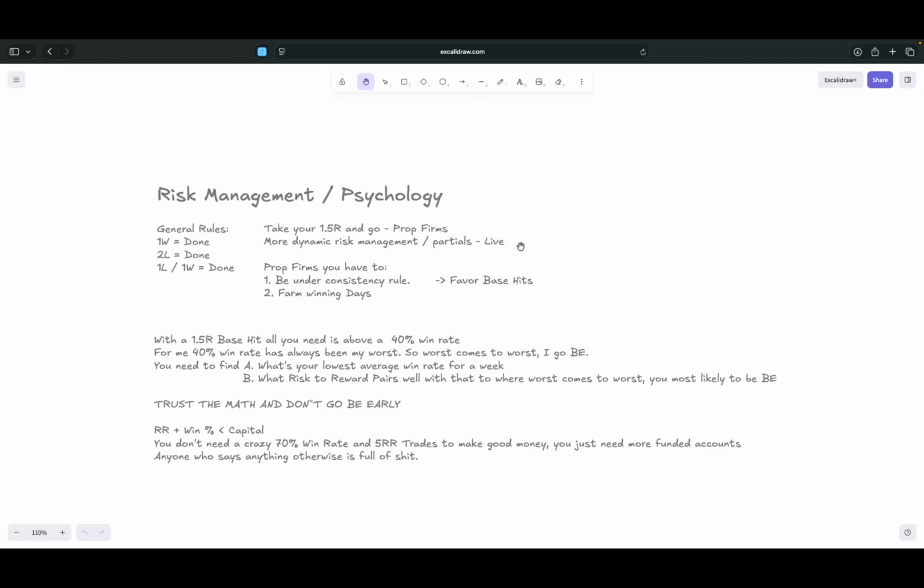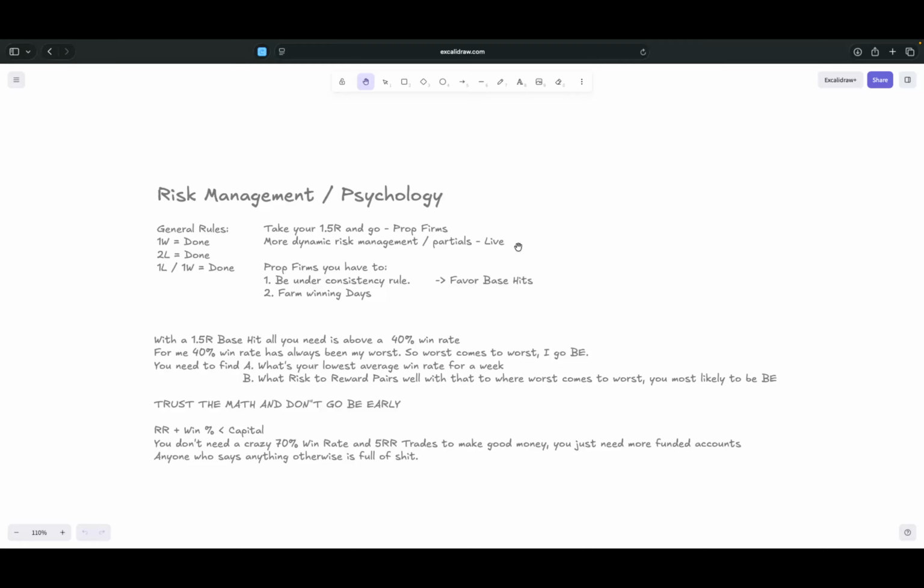So on live, I'm taking partials. I'm okay with pyramiding into my trades. But with prop firms, I don't really do that. I take my 1.5 and go, right? With prop firms, you have to be under the consistency rule, so you can't have 1 to 5 RR trades, while on live, you can do that.